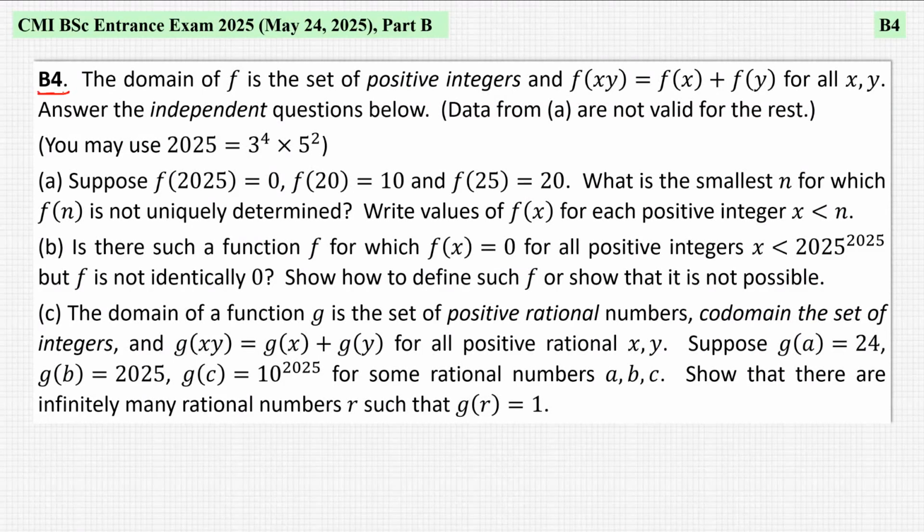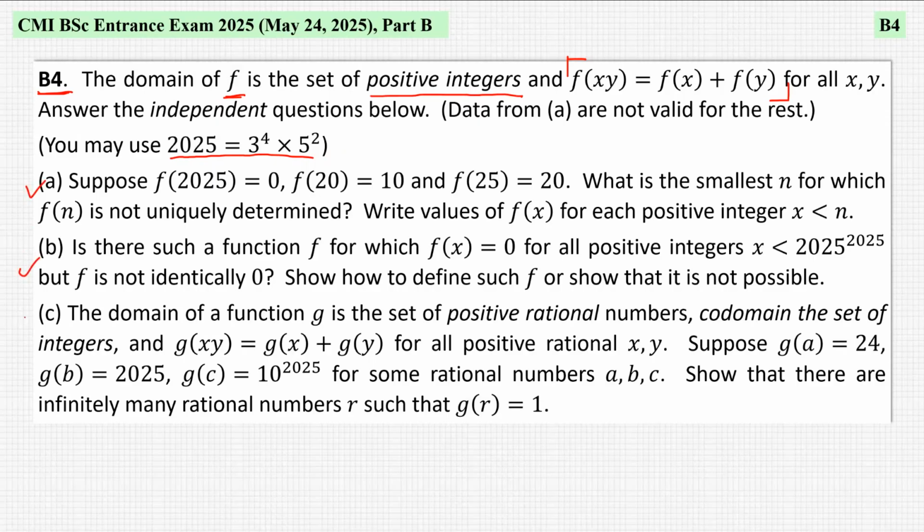The problem before is about the functions satisfying a special property. The domain of function f is the set of positive integers, and f of xy is equal to f of x plus f of y for all x and y. Answer the independent questions below, where independent means data from problem A are not valid for the rest. Also, we may have to use the prime factorization of 2025.